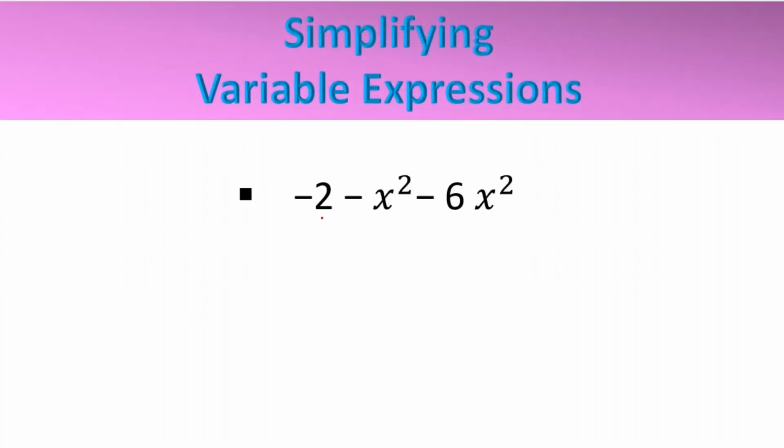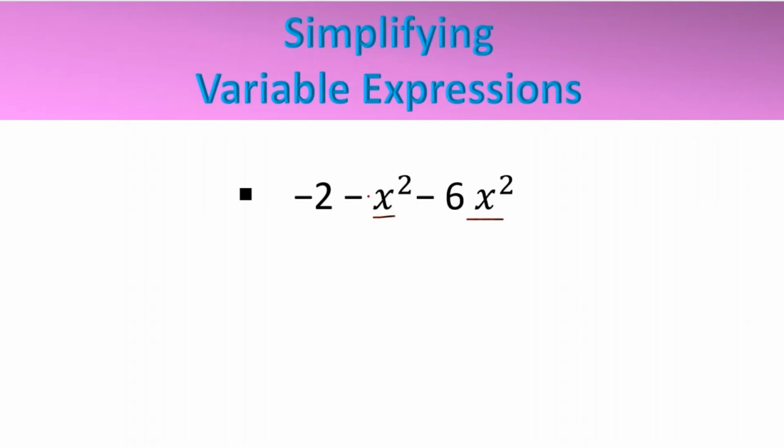Let us simplify negative 2 minus x squared minus 6x squared. In this expression, we need to regroup the like terms. Like terms in algebra are terms that have the same variable raised to the same power. For example, in this expression, we can see two variable terms, which are x squared and 6x squared. If we have like terms, we can either add them or subtract them as per the operation given in the expression. As we see here, these are two negative terms.